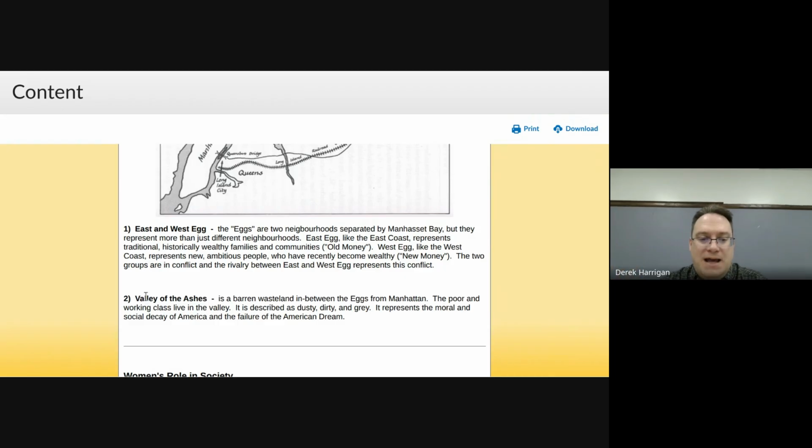And then you also have the Valley of the Ashes, where essentially the poor and lower class live. And that neighborhood or that area represents a lower class, right? And so each neighborhood in the book has a specific part of society that they're representing. And so that's an example of locations symbolizing something or representing something more than themselves.